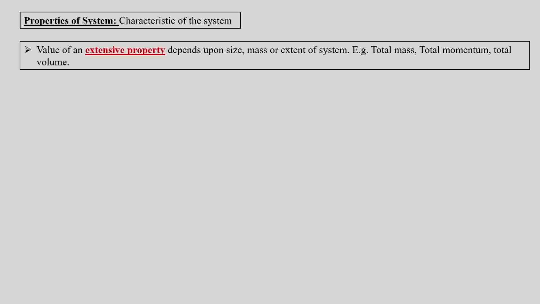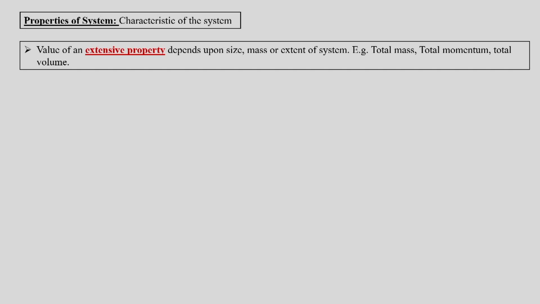So same thing here, we want to define our system, so describe our system. While describing our system, we have to take help of the properties of system. So properties of system are the characteristics of the system. If value of the property of a system is dependent on size or mass or extent of the system, then it is called an extensive property of the system. Examples are total mass, total momentum and total volume.